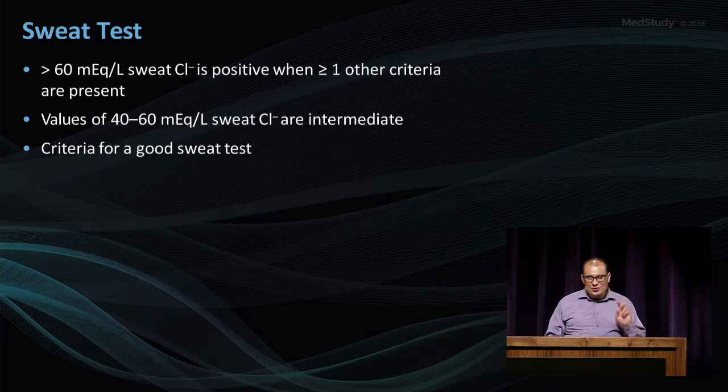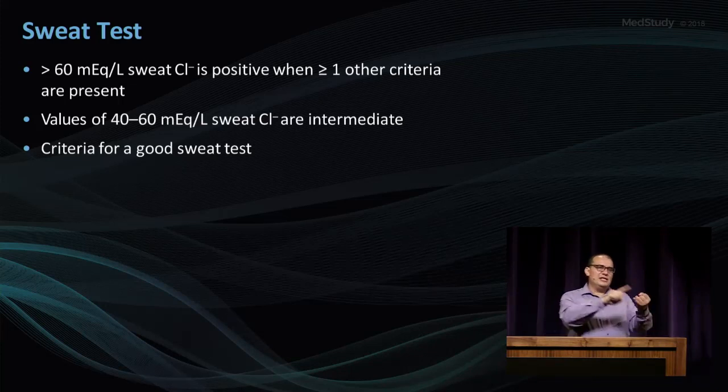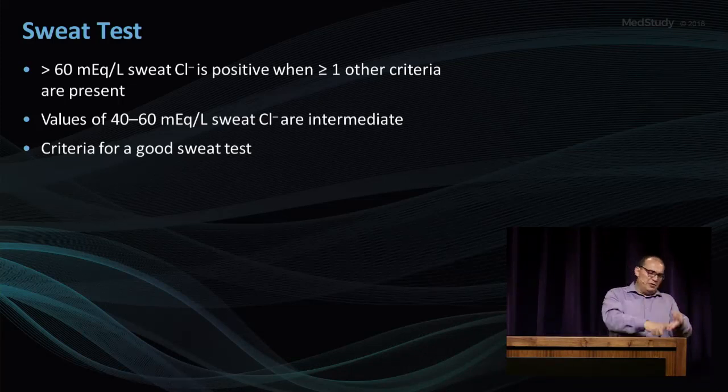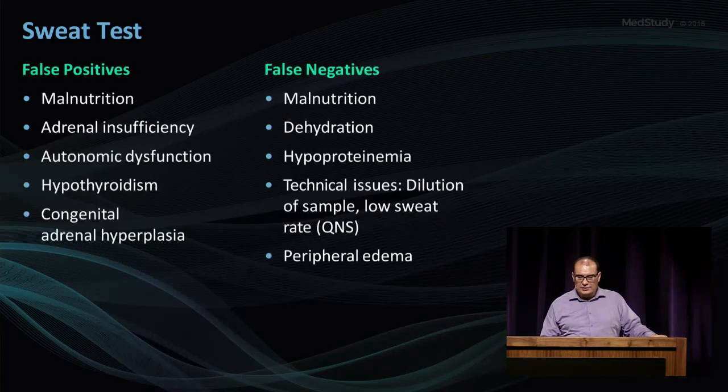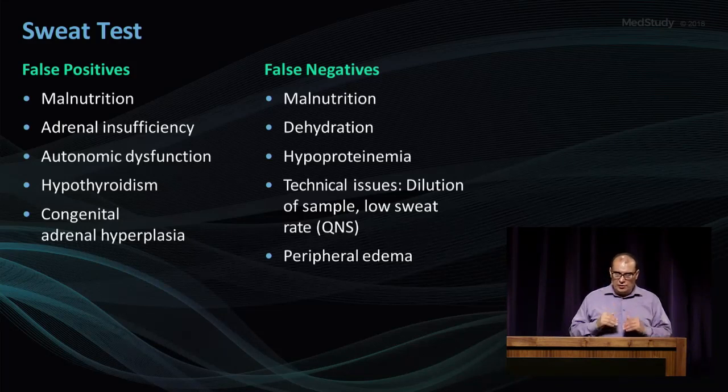The sweat test, and you have to remember that more than 60 milliequivalents per liter sweat chloride is positive, with the other criteria, like what we mentioned. 40 to 60 is intermediate, and there is a criteria. You don't need to know it for a good sweat test. It should be in a CF center, 30-minute collection. It should be, not this whole thing, the CF Foundation, but there is a good test and a bad test. And I will simplify it, but I just want to go over this.